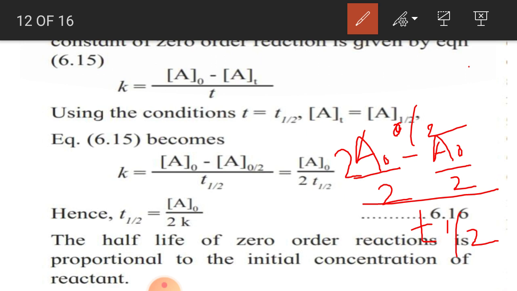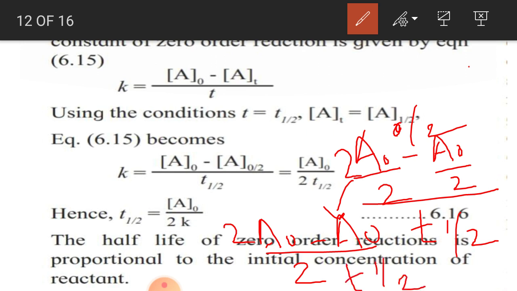So it will change to 2 A naught minus A naught upon 2, and here comes T half. Fine. So 2 A naught minus A naught, what will be? It is A naught. So we are getting the value A naught here. And here 2 into T half. Understood student? This is a very simple mathematical term.